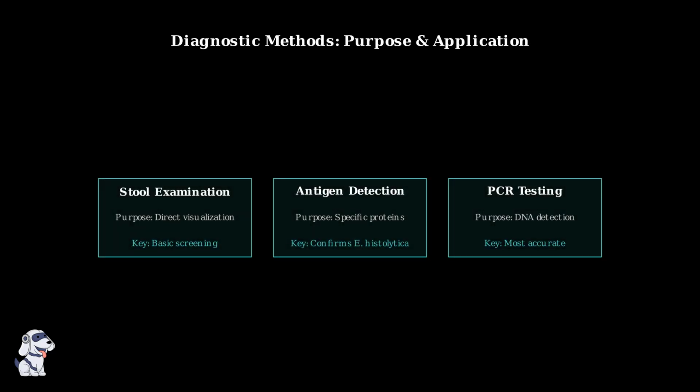The first three methods focus on detecting the parasite or its components in stool samples. Stool examination looks directly for the parasite under a microscope. Antigen detection identifies specific proteins from E. histolytica. PCR testing detects the parasite's DNA and is the most accurate method.